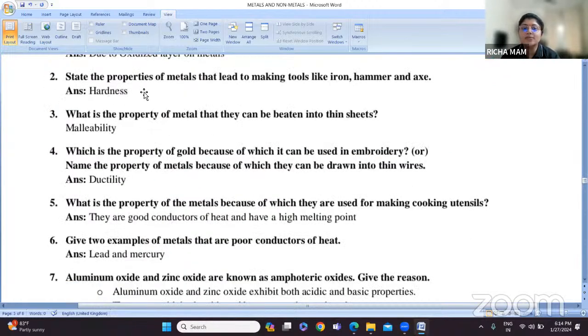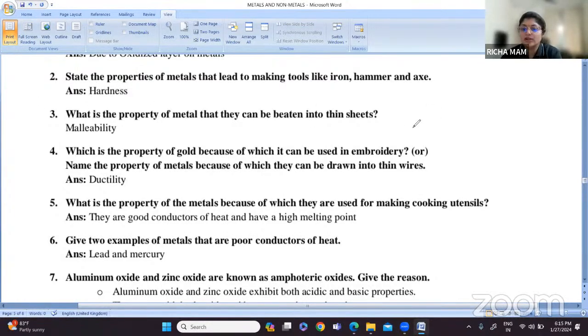Next question is, state the properties of metals that lead to making tools like iron, hammer, and axe. So we have seen the different properties of metals. What is the property which is useful to make tools like iron, hammer, and axe? Where do we use an axe? An axe we use to break the wood. How does an axe look? So the axe is used to break the wood.